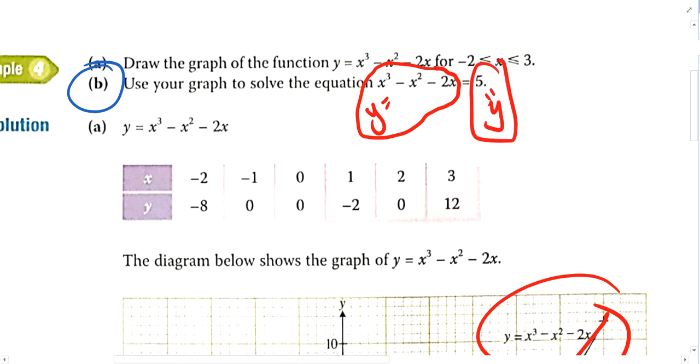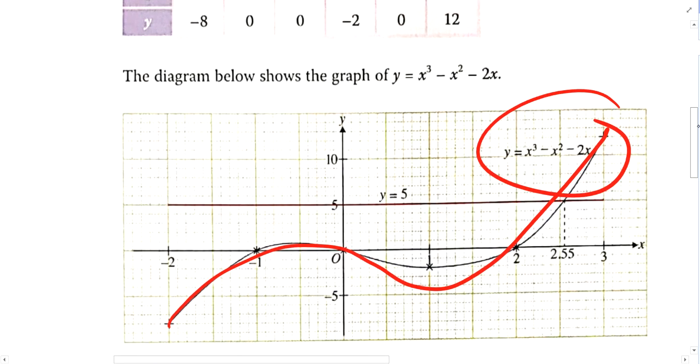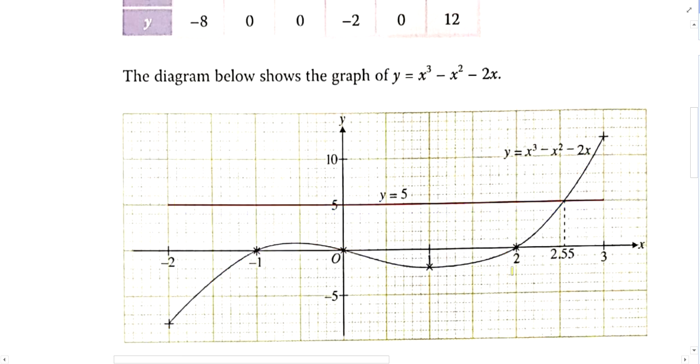Okay, the objective is always to extract x cubed minus x squared minus 2x out from the equation that is given to you. But in this case, you don't have to extract, they already give it to you. Nothing for you to change. So draw the graph of y equals to 5, which is shown here. Can so far? Okay, then what is the solution?